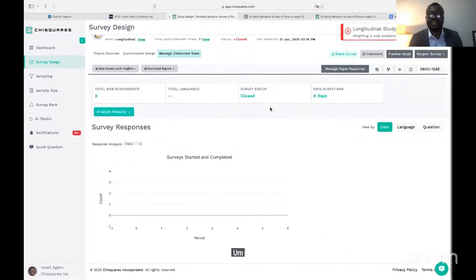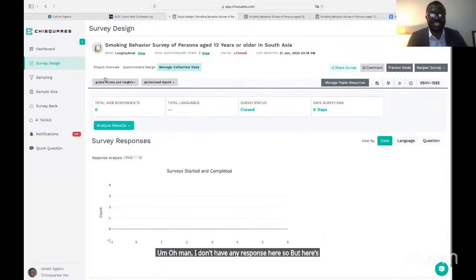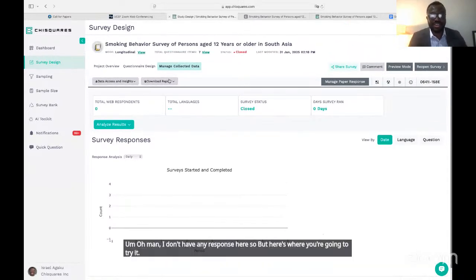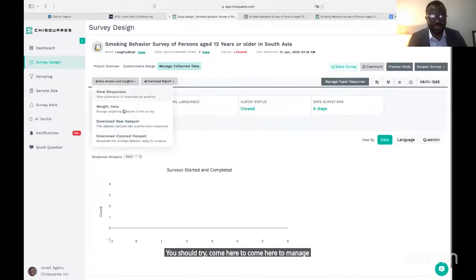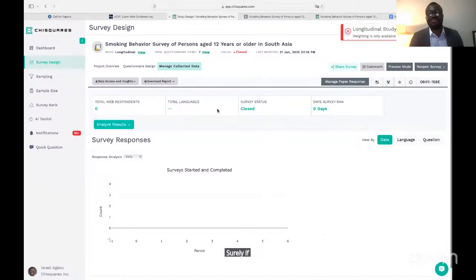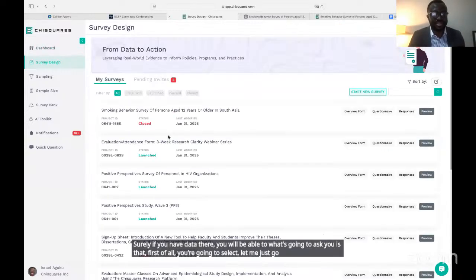Oh man, I don't have any response here. But here's what you're going to try, right? You should try, come here to manage collected data, come to weight. Surely if you have data there, you'll be able to, what it's going to ask you is that, first of all, you're going to select, let me just go pick another survey. Hold on a minute.